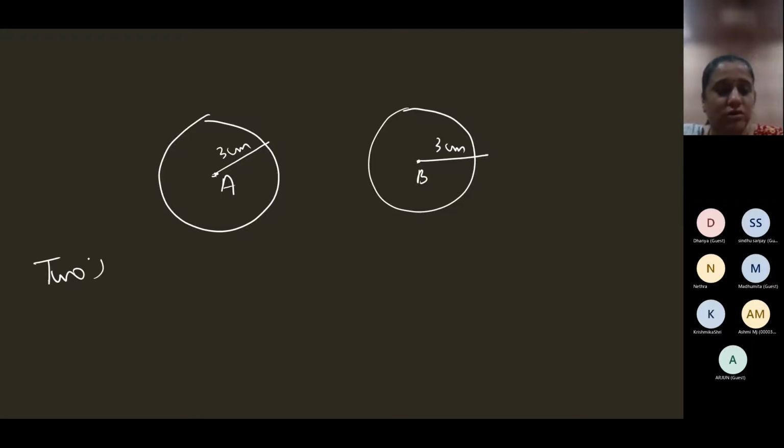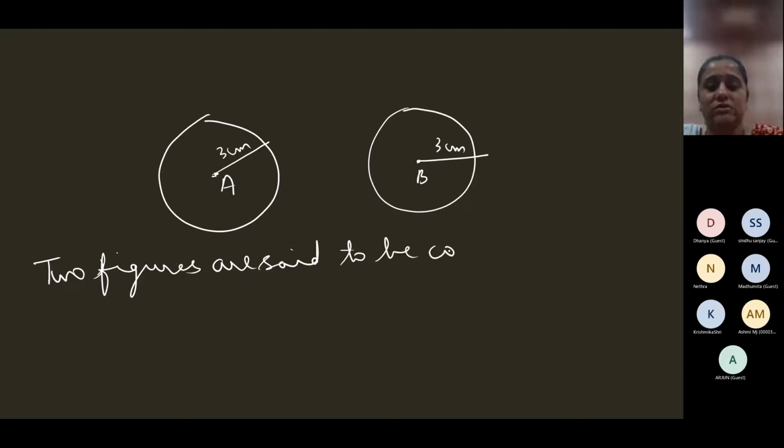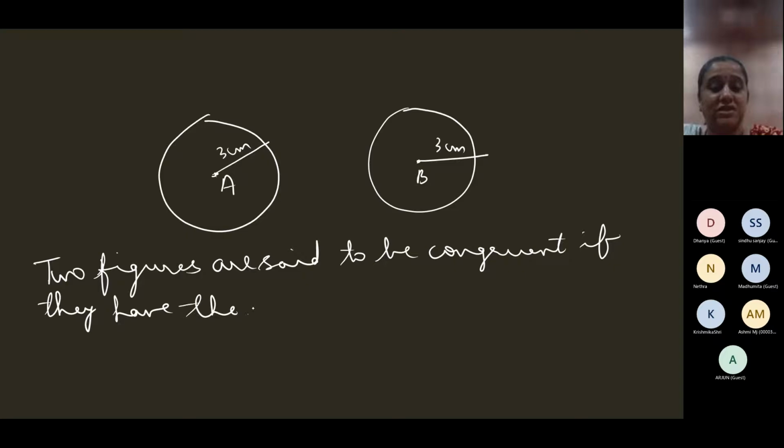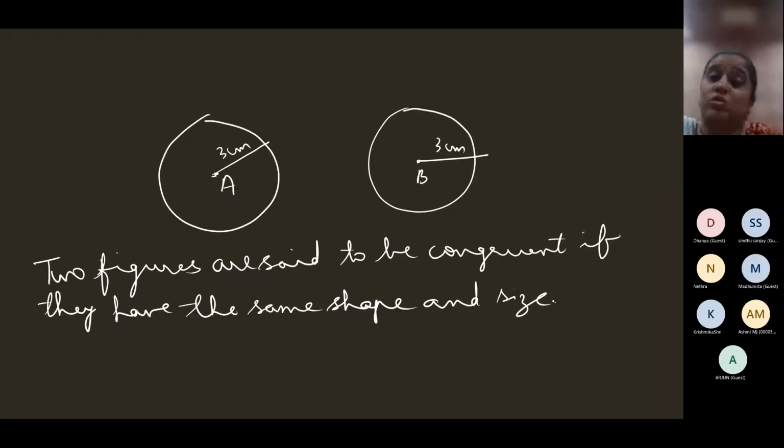two figures. This is very important. Make a note of this. Two figures are said to be congruent if they have the same shape and size. I'm not saying two triangles, I'm saying two figures. Two figures are said to be congruent if they have the same shape. They must have the same shape. Like both must be triangles. Both must be triangular in shape.